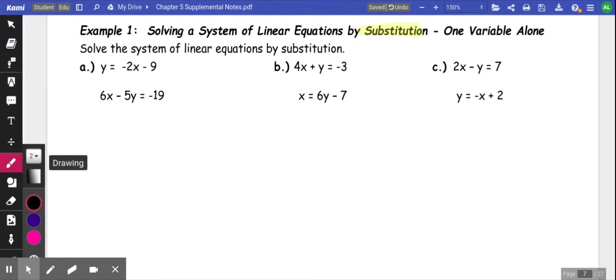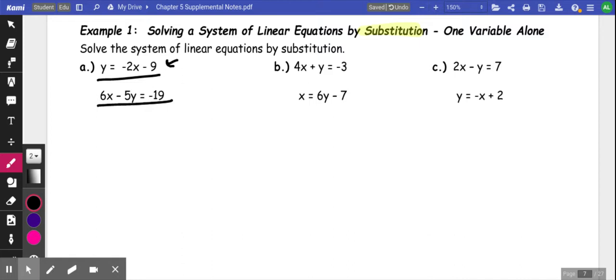Let's look over here at A. I've got two equations. I've got y is equal to negative 2x minus 9, and then I have 6x minus 5y is equal to negative 19. I have to look and see which one of these equations is the best setup for substitution. And it's this one, because I have y is equal to something. Anytime you have y is equal to whatever, or x is equal to whatever, when you have one variable on its own, that is going to be the one that's really set up easily for substitution.